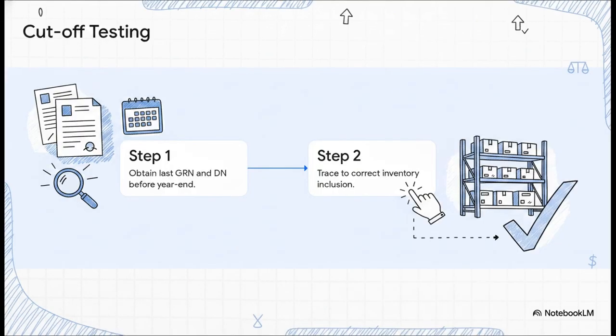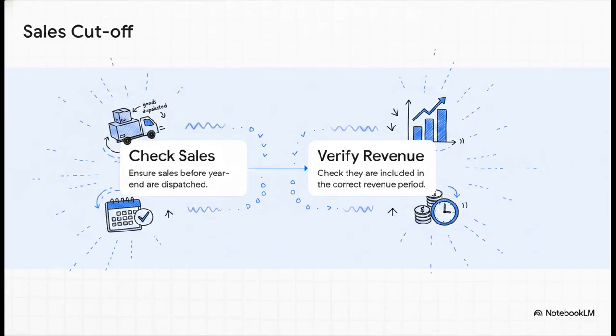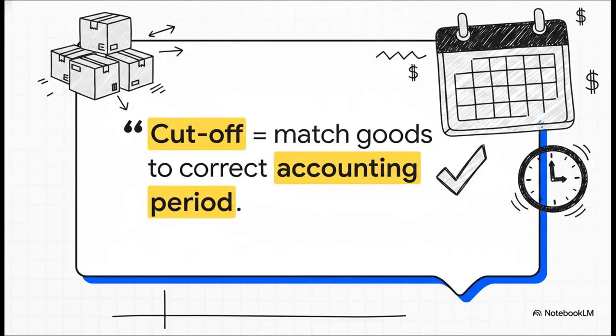First, grab those last pre-year-end notes. Then, trace them to ensure they're actually included in inventory. If goods showed up before year-end without an invoice, you still got to include them in accruals. Finally, test that sales cutoff. Make absolutely sure pre-year-end dispatches are actually recognized as revenue. So your golden rule to remember, cutoff simply means matching goods to the correct accounting period.